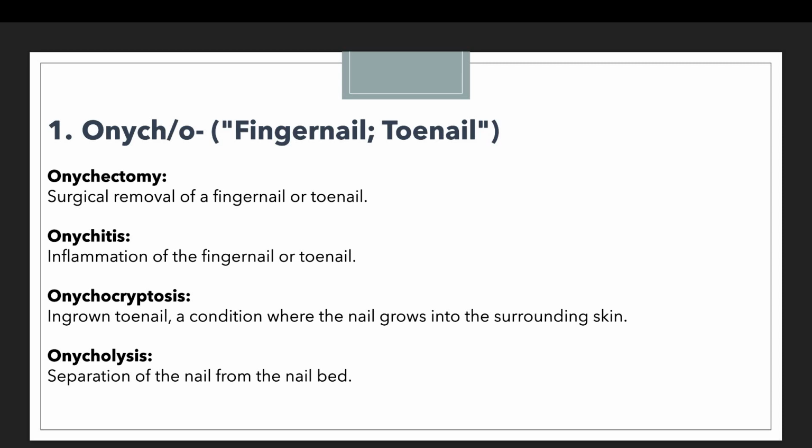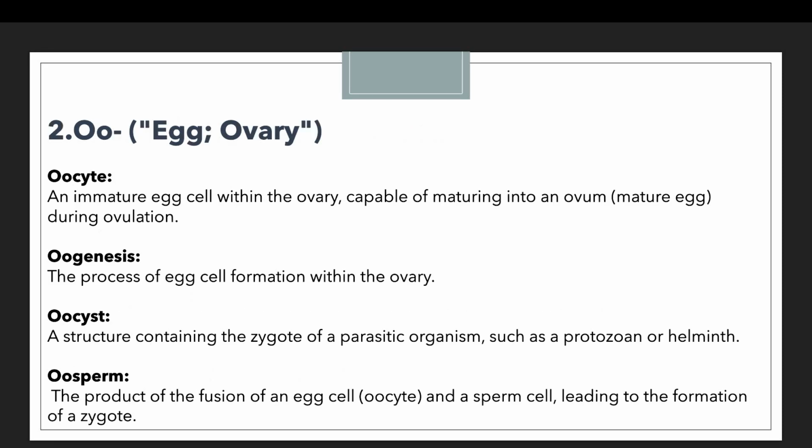So all these things are denoted with the help of the prefix onyc or onyco. Okay, now we will move to the next prefix, which is oo. Oo is a prefix which is used to denote information related to egg or ovary.